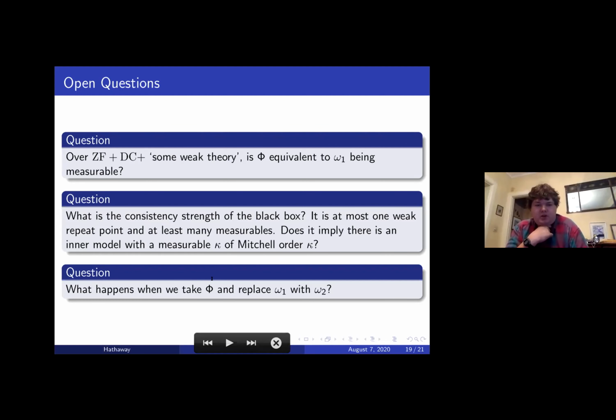And my third question is, what happens when we take phi and replace omega 1 with omega 2? So if you go to the definition of phi and just replace all instances of omega 1 with omega 2, you get some statement that seems very hard to believe. We don't know anything about it. We don't know if it's inconsistent. We don't have any kind of upper bound for it. So for you guys that like choiceless combinatorial questions, I'd recommend taking a look at that and seeing, can you get any kind of upper bound for that statement? And that's it.